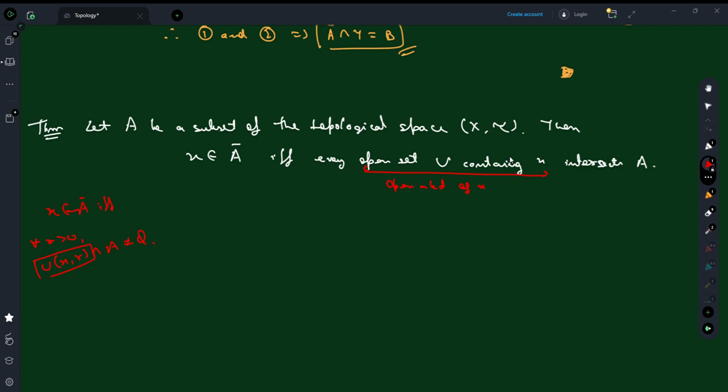Further, if I talk about simple real analysis, then we had that x is in the closure of A if and only if for all epsilon greater than 0, the intersection of (x minus epsilon, x plus epsilon) with A is non-empty. This was considered to be the open neighborhood of x in the real line. So this is quite relevant to these definitions. Let us quickly prove this.